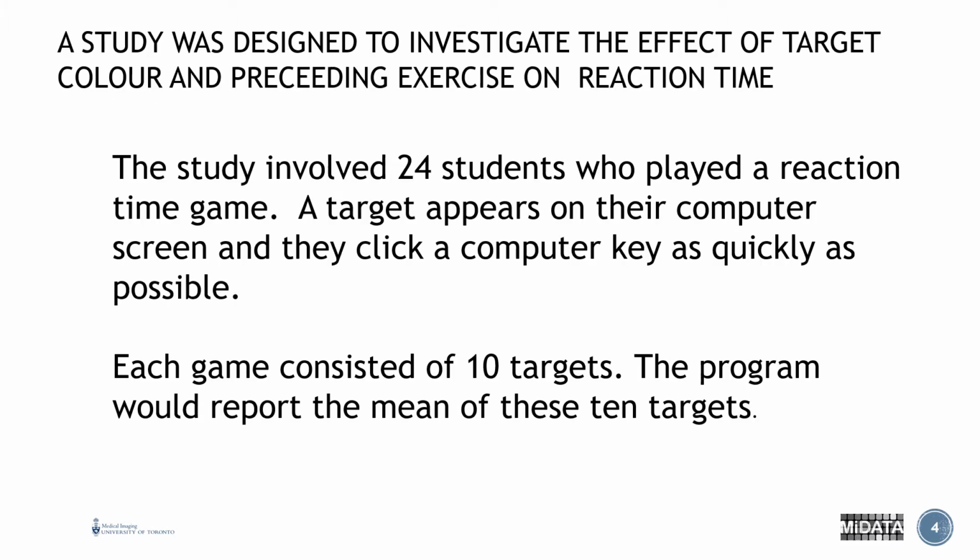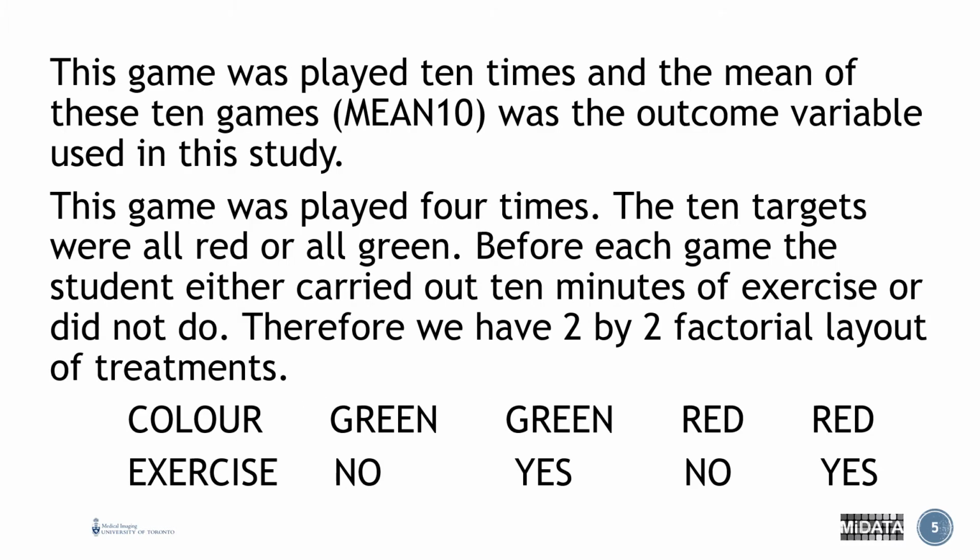Let's set the scene. A study was designed to investigate the effect of target color and preceding exercise on reaction time. We had 24 students. A target would appear on their computer screen, and then they click a computer key as quickly as possible, depending on the color, of course. Each game that they played consisted of 10 targets, and the program would report the mean of these 10 targets. Now, each participant would play the game 10 times, and the mean of these 10 games was the outcome variable used in this study.